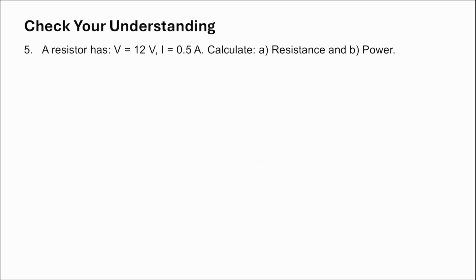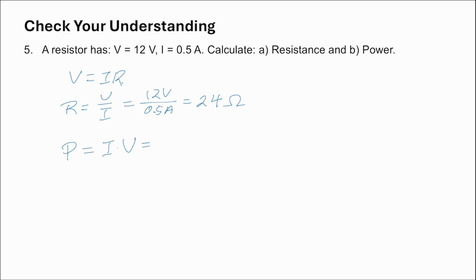We start from Ohm's law, V equal to IR. So R equal to V over I, 12 volt over 0.5 ampere. So it is equal to 24 ohms. B, the power. Power is equal to I multiplied by V. It means 0.5 ampere multiplied by 12 volt equals 6 watt.